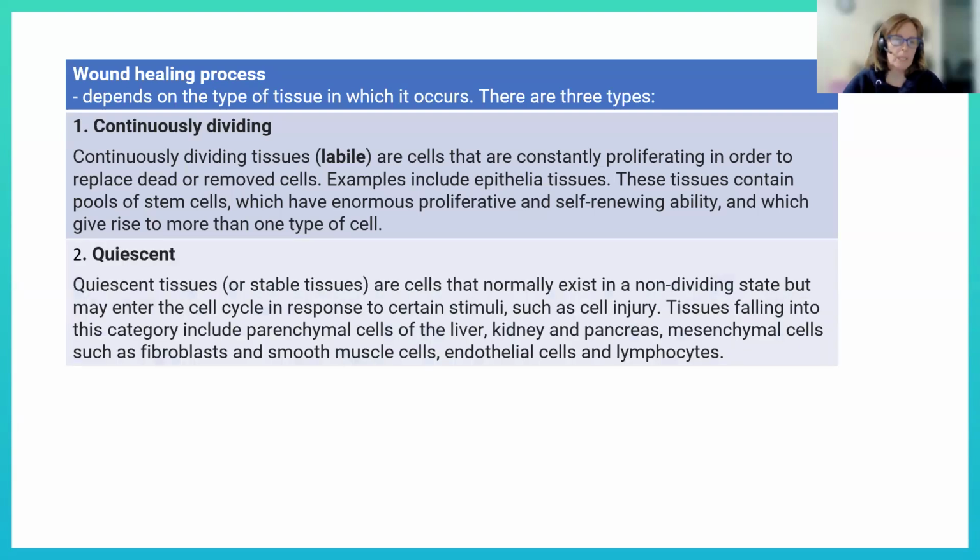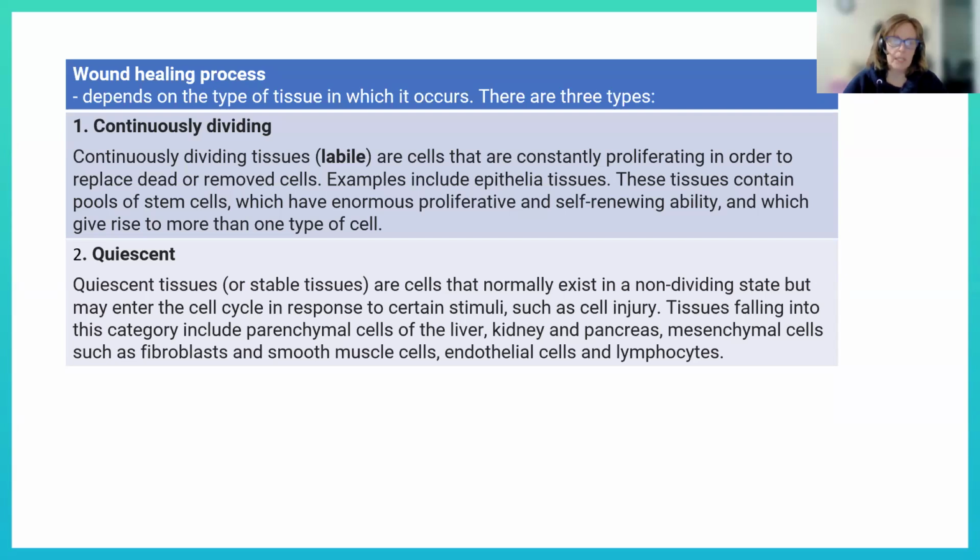Then we have quiescent tissue, which are stable. So these are cells that normally exist in a not dividing state. So your skin and epithelial tissue is renewed a lot, but other tissues might not be dividing all the time. So they're just doing their thing, functioning as perhaps an organ like the liver or the kidneys, and they're totally fine unless they become damaged, in which case they can be induced to repair themselves.